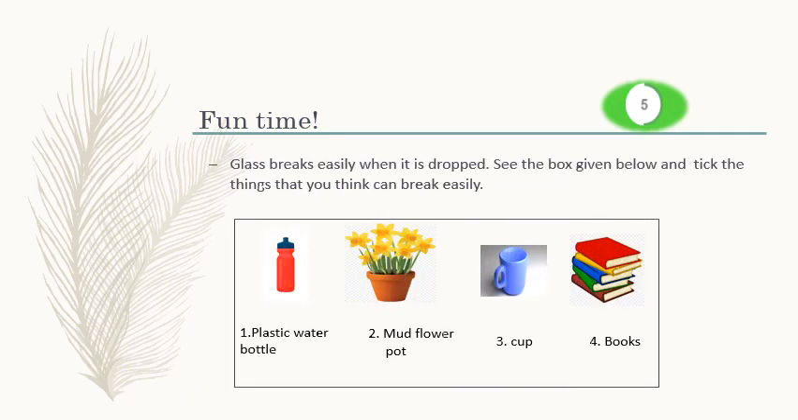As glass breaks easily when it is dropped, see the box given below and tick the things that you think can break easily. In your notebook, simply write 1, 2, 3, 4, all the 4 numbers, and then write against each one. If you feel number 1 would be broken easily, tick it. If you feel number 1 would not be broken easily, simply cross it. And your time starts now.